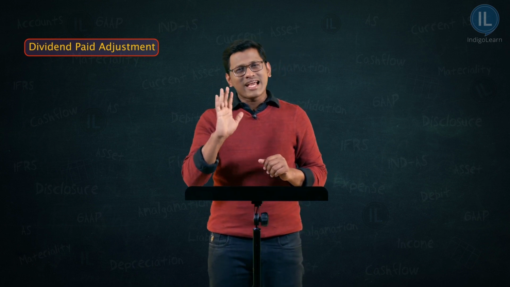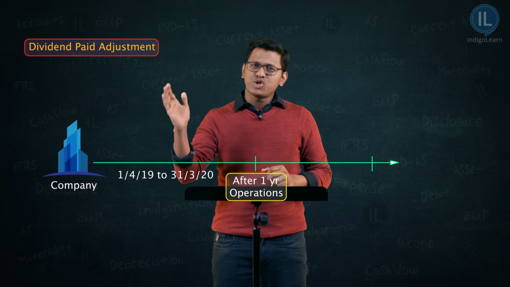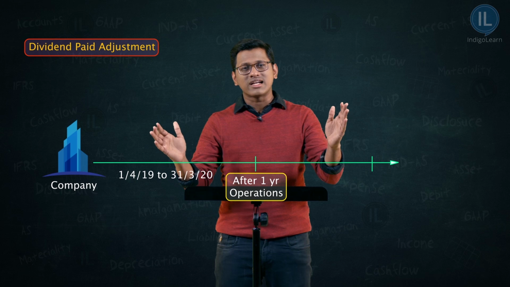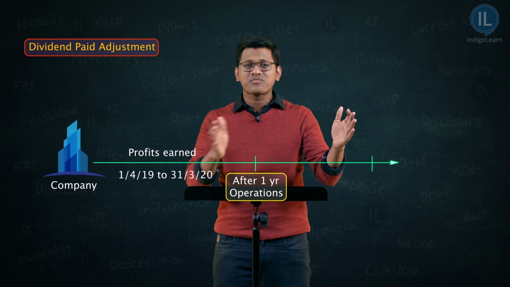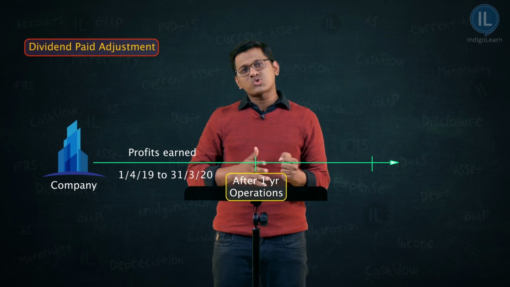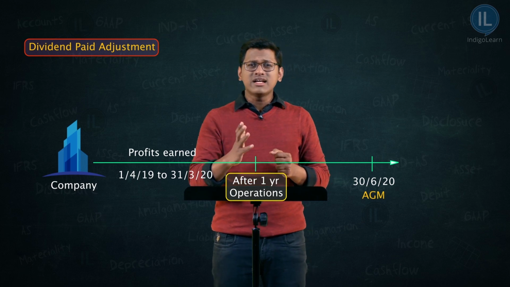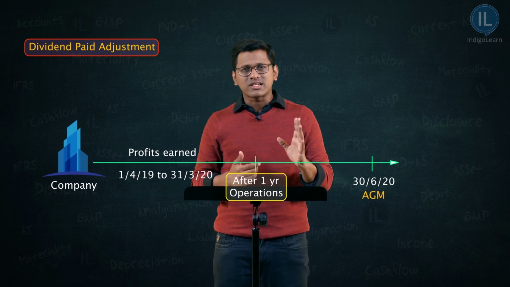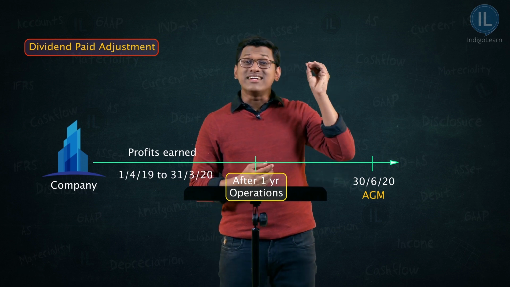Dividend paid. What exactly happens with respect to this dividend? The company has completed 1 year of its operation, say from 1st April 2019 to 31st March 2020. 1 year of operations completed. The company happily earned a lot of profit, and now the company wants to declare dividend. On 30th of June 2020, the company had an annual general meeting. In that annual general meeting, the board of directors proposed that, hey, why don't we pay dividend to the shareholders at some 10%? And the shareholders voted in favor of that resolution, and the dividend actually got declared.